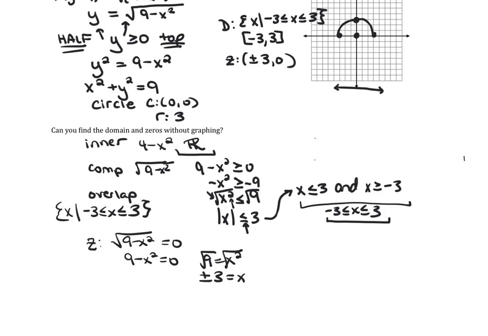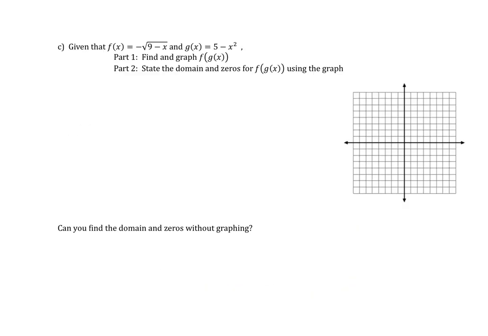However, don't circle them yet or write them as coordinate points until you check to make sure they're within your domain, which they are. So we would get 3, 0, and -3, 0. So we have that up above as well, but this confirms that we can do it algebraically instead of just graphically. Now let's look at a second example.